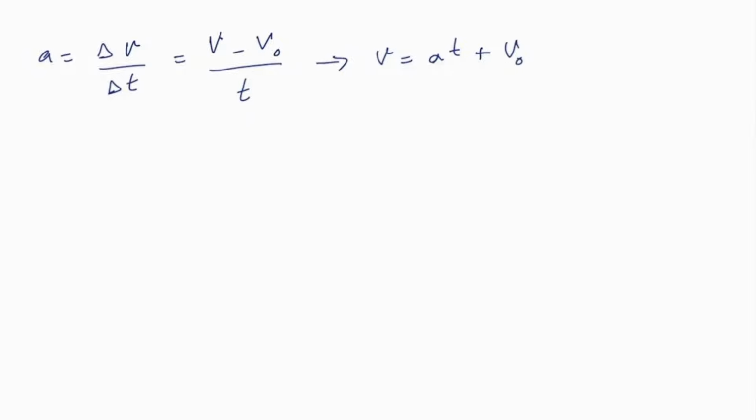We can do the same thing with equation a equal del v over del t. So this would be v minus v0 divided by t. And then we solve for v, and then we have at plus v0. Remember that we are assuming that the acceleration is constant.